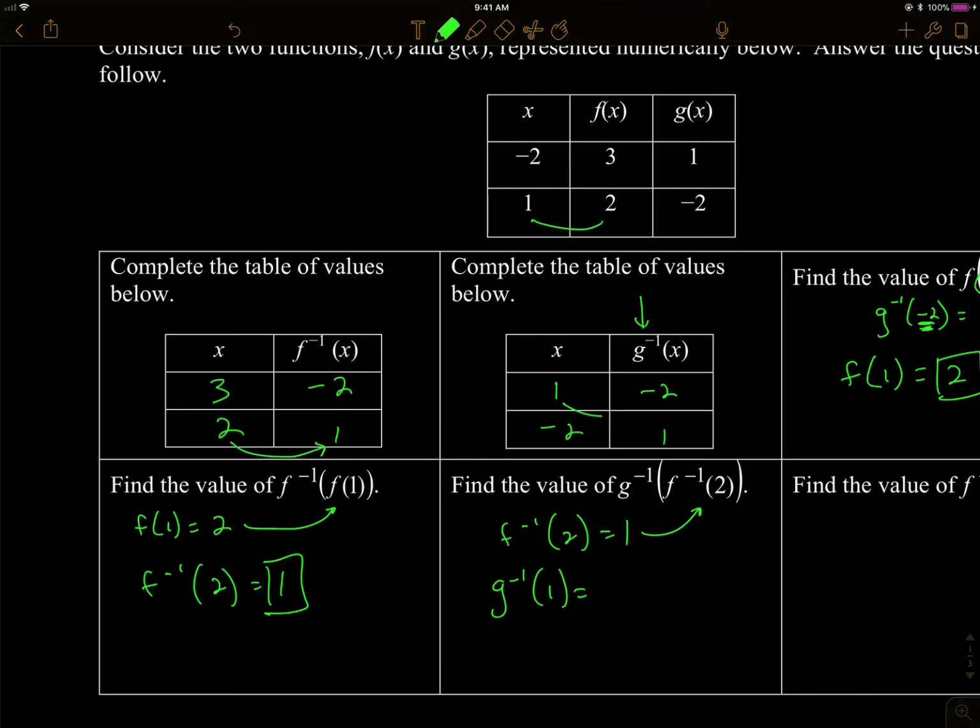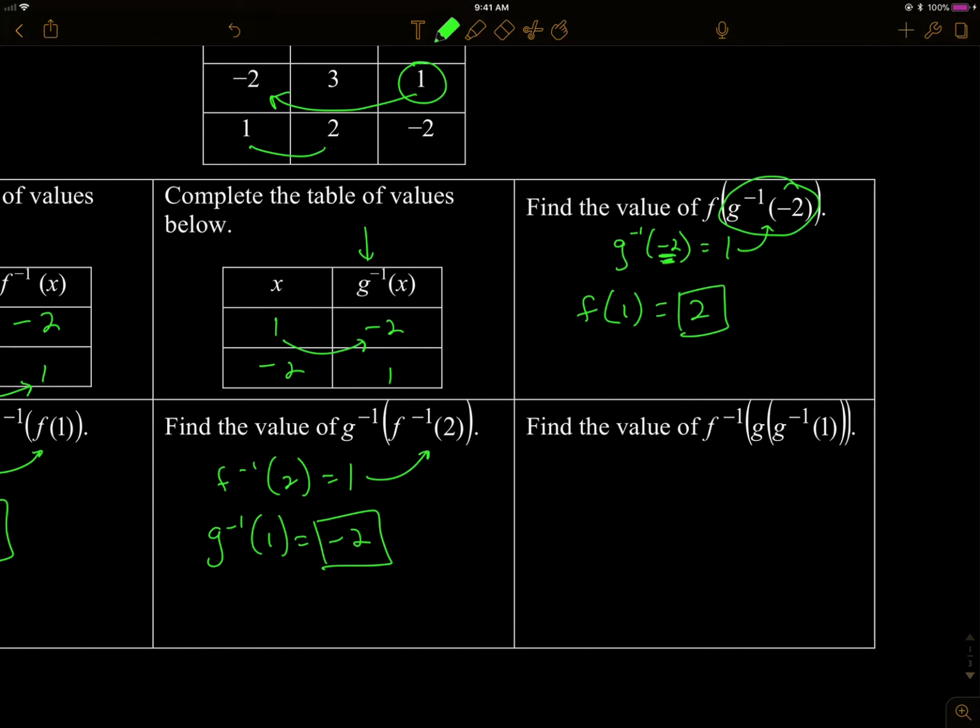Now these, g inverse and f inverse, are different. So first I do f inverse of 2. I'm looking on the f table to see what 2 points back at, which is 1. I plug that in. Now I have g inverse of 1, and I look down the y values of g to see what the y value 1 points back to. It points back to -2.